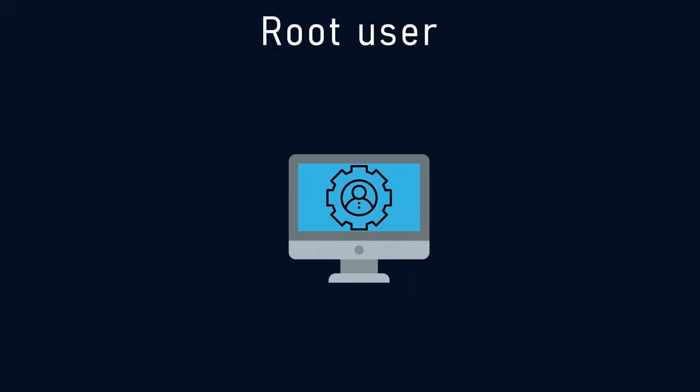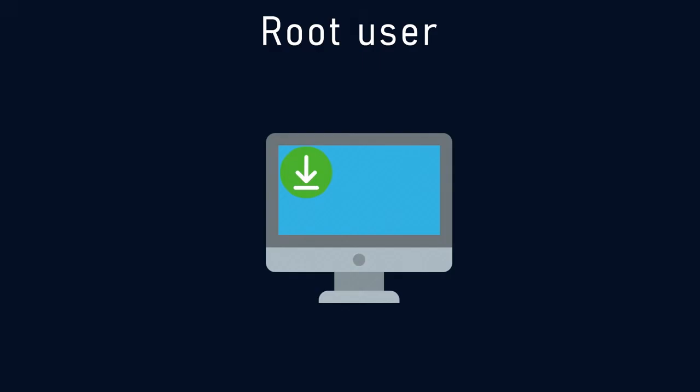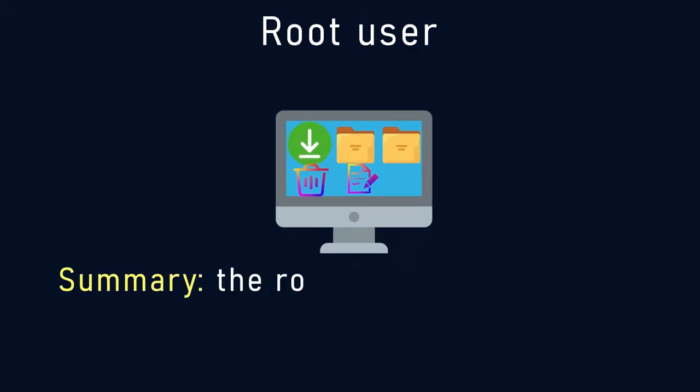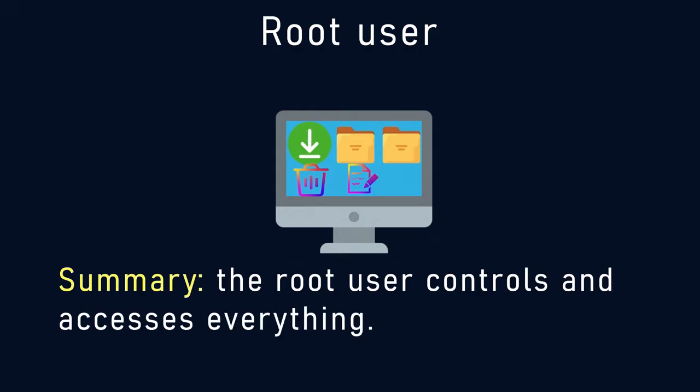It can perform any operation on a system, such as installing or uninstalling applications, and accessing, deleting, and modifying any system and configuration files. In short, the root user controls and accesses everything. The root user account is created automatically during the installation of Linux. Each Linux system has the root user by default. In the upcoming video, we will be putting theory into practice.